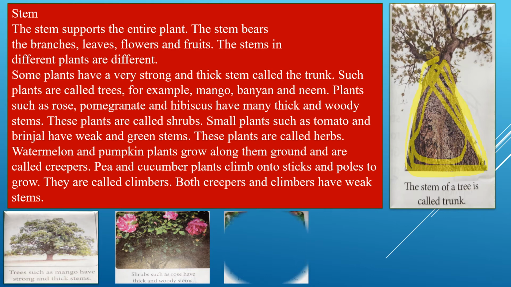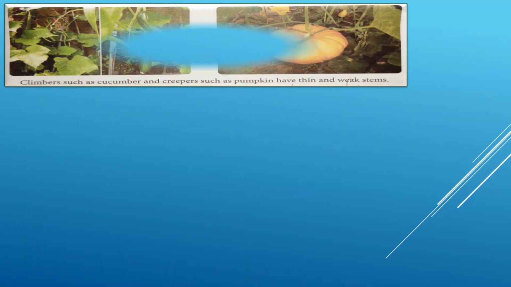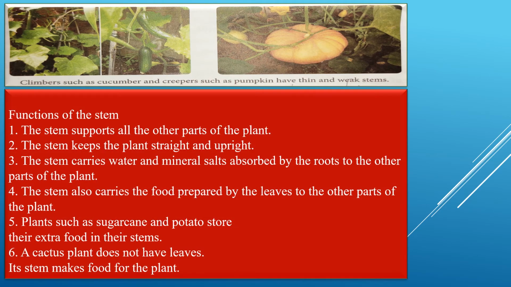So in the picture you can see the first one is a tree, a mango tree. It has a big stem. The next one is a shrub. It has many thick stems. Then tomato. Tomatoes are herbs. You can see in the picture also climbers such as cucumber and creepers such as pumpkin have weak stems. So they are creepers.